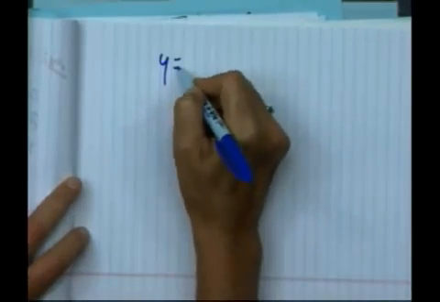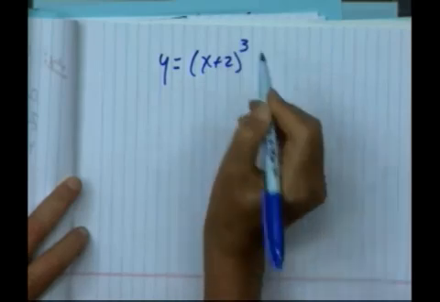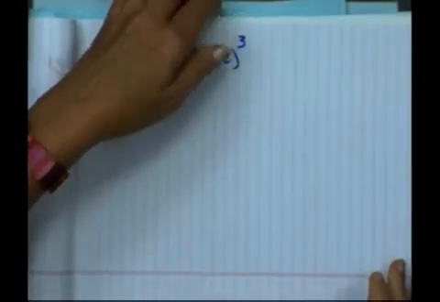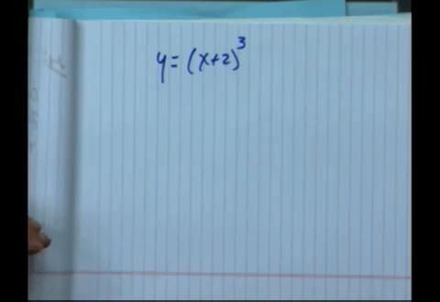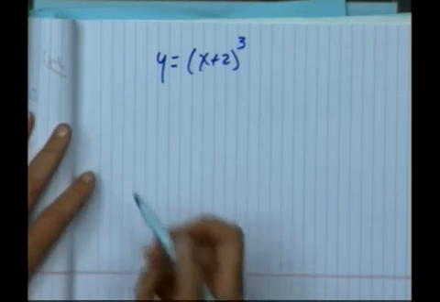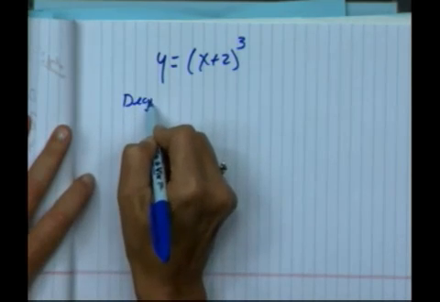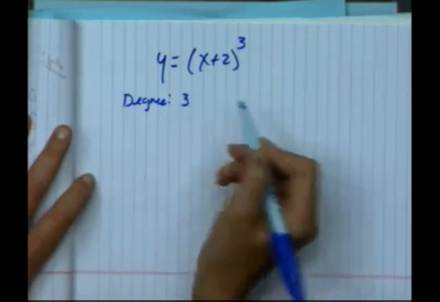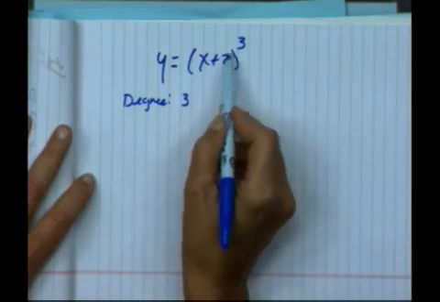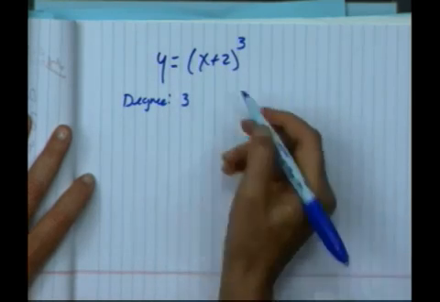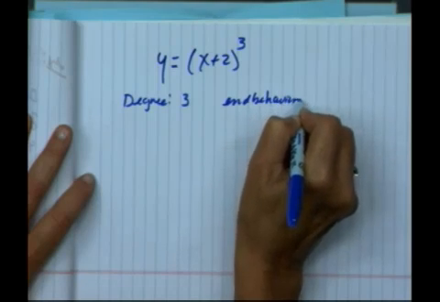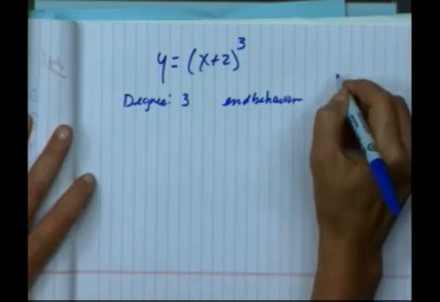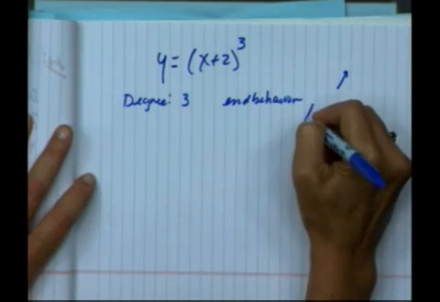Last example is y equals x plus 2 cubed. Y equals x plus 2 cubed. We already know how to do this one from transformations, but we're going to go through our little steps here. The degree, everybody says third, because if you multiply that out, you have an x cubed term. You know about the end behavior. It's really going to look like y equals x cubed. It's going to do opposite directions.